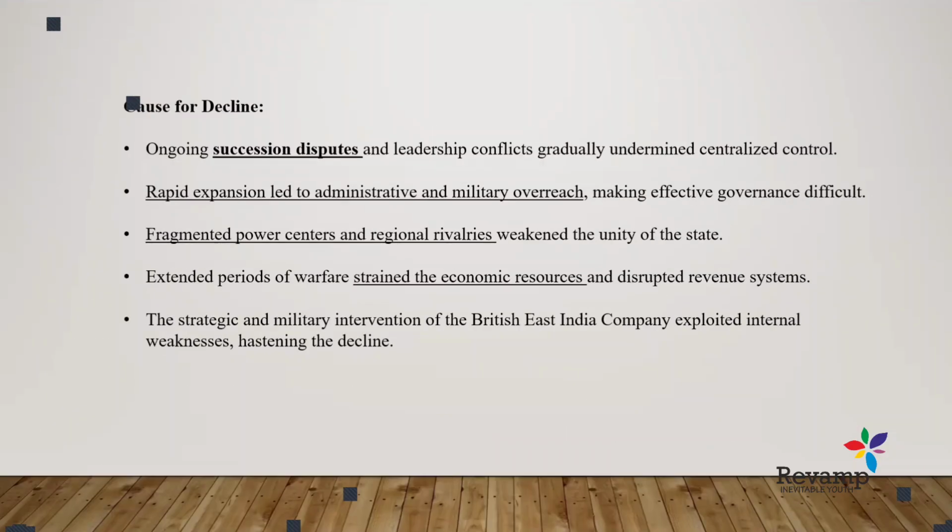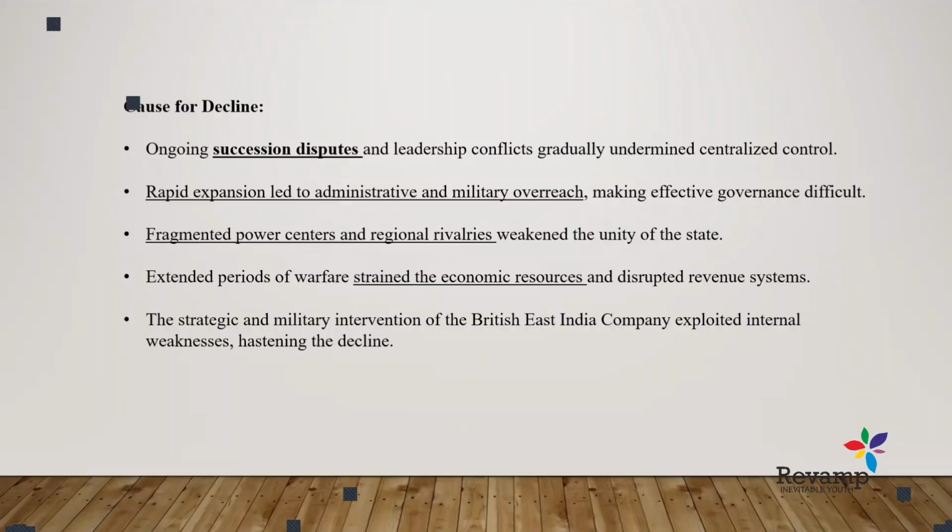So what were the causes of the decline of such a powerful empire? As every empire faces, they had succession disputes which they could not overcome. The person who became emperor was not capable of ruling such a vast territory. There was also a rapid expansion of their territories, and due to that there was military overreach. They could not govern the territories properly, and eventually the system became weaker.